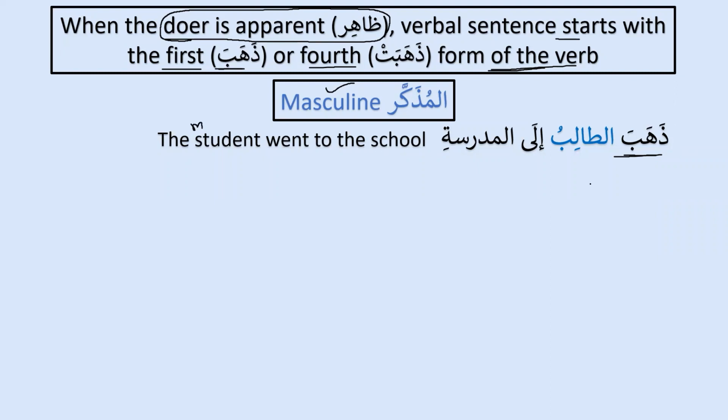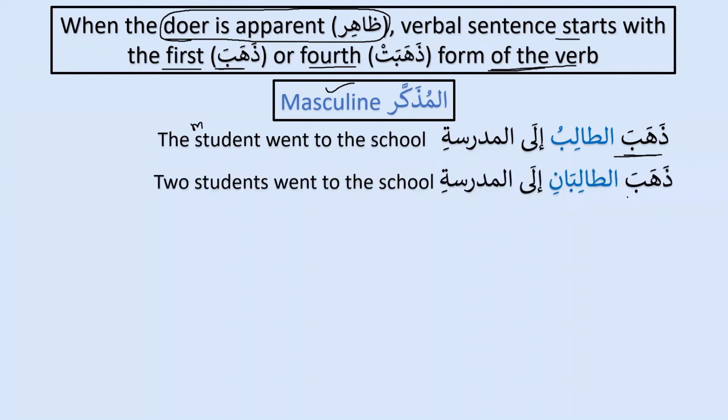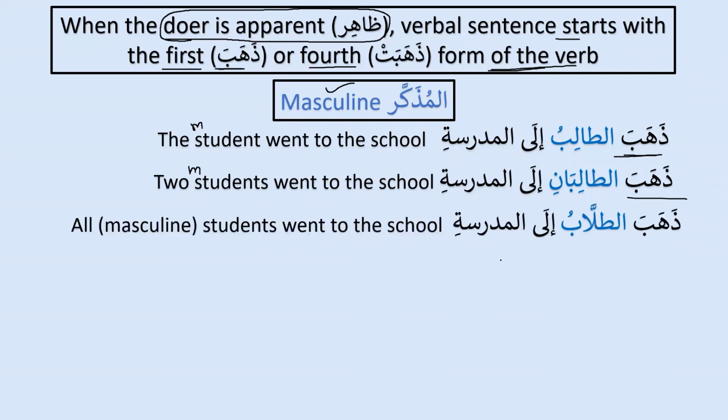Because we have masculine over here. Now, what if we have two students? What will we say? For the two students, we will also say ذهب. ذهب الطالبان إلى المدرسة. Two masculine students went to the school. Okay, what if we have more than two students and they are masculine? We will say ذهب الطلاب إلى المدرسة.